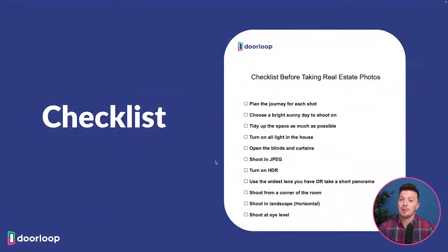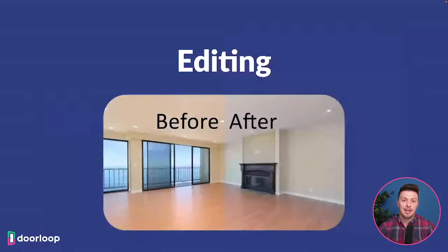So those are pretty much all the tips in terms of shooting, right? We're going to send this to you. You can download it. But real quick, you want to plan the journey. You want to choose the right day to shoot on. You want to tidy up, turn all the lights on in the house. And the list goes on. You get the idea. We don't need to go over everything again. But for sure, you want to keep this with you and make sure you're checking off all these boxes every time you shoot. Alrighty.